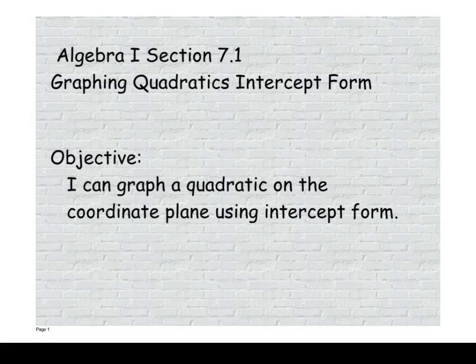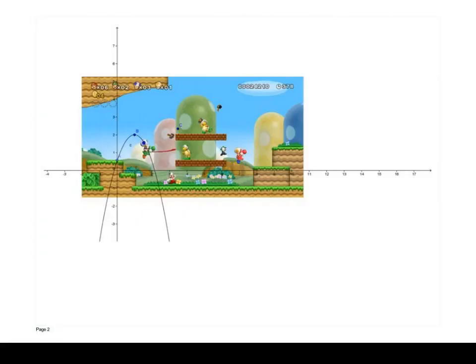This is a flipped video for graphing quadratics in intercept form. Quadratics are everywhere. They're even in our video games.